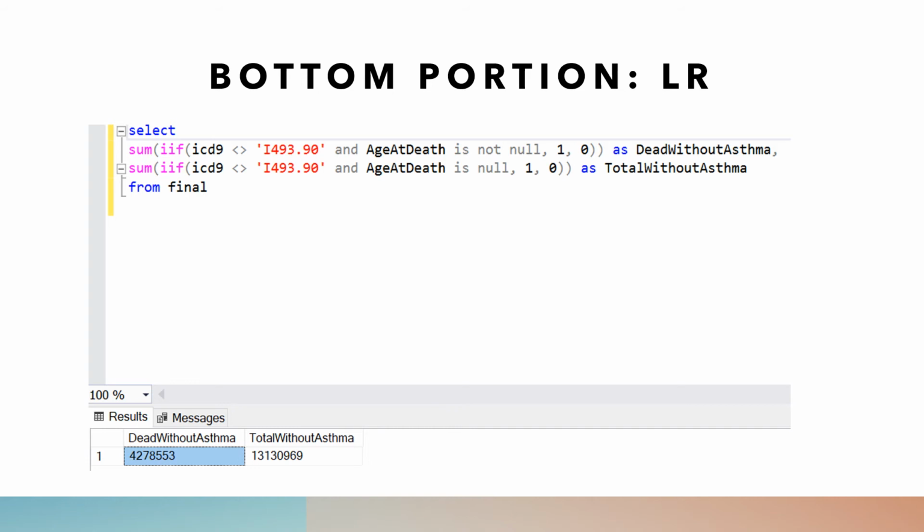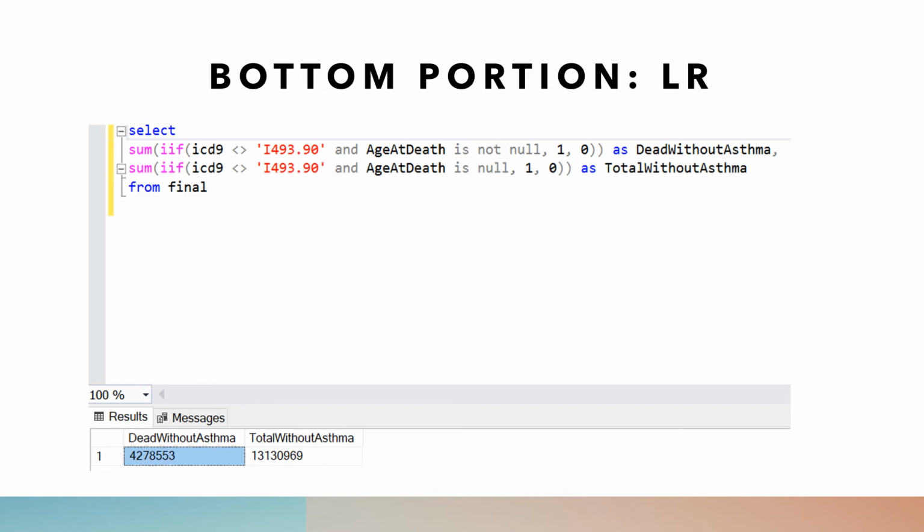Similar to the top row of the likelihood ratio, we're looking for two column values, those who have died without asthma and the total number of those without asthma. These will be divided against one another and will be divided against the top row of the likelihood ratio. When we look at the formula, we can see that we have the if function again, which says that if ICD-9 is not equal to I493.90, which is the code for asthma, and age of death is not null, as in the individuals have died, return a value of 1 for those who have died without asthma.